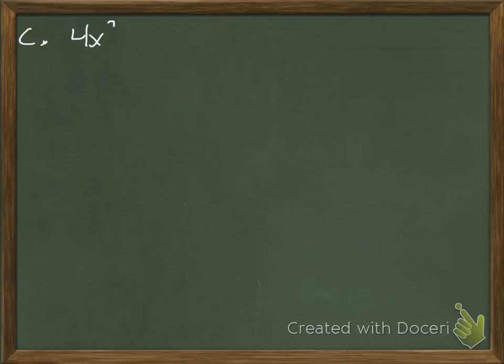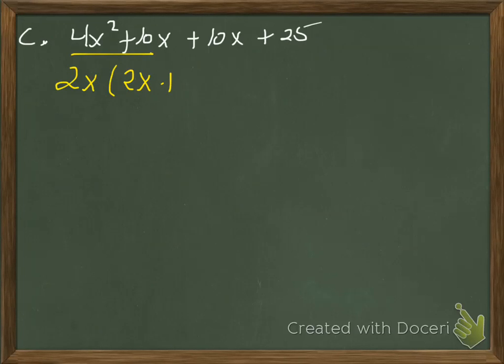Okay, so let's do something a little more exciting. 4x squared plus 10x plus 10x plus 25. We're going to group the first 2. First 2, the 4 and the 10 have a 2 in common, and then we have x squared and x, and they have an x in common. So we factor out a 2x. What's left is a 2x plus 5. The second 2, the 10 and the 25, have 5 in common, so we factor a 5 out. What's left is a 2x plus 5.